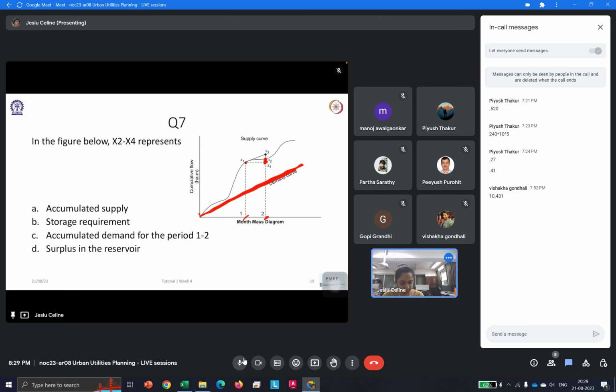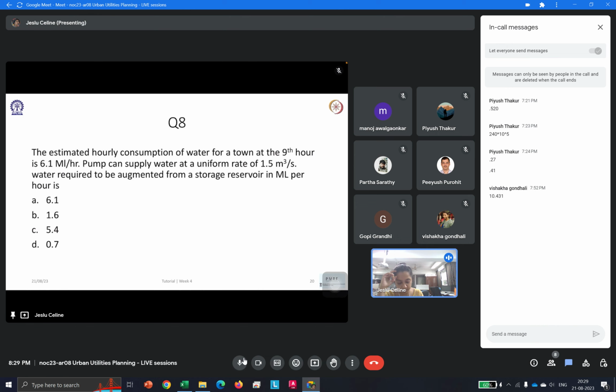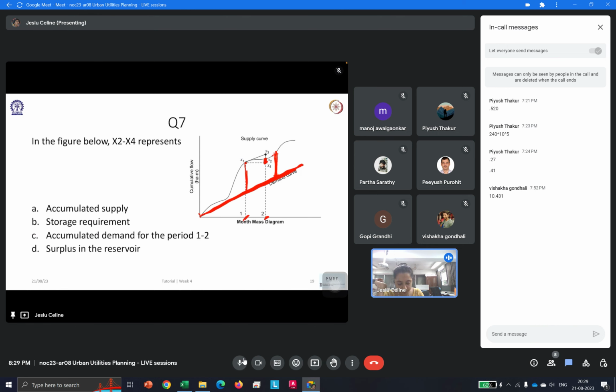So we have been asked 2 to 4. Wouldn't the surplus in the reservoir be this whole value? Because this is the demand and this is the supply, and this is cumulative. The surplus in the reservoir at point 1 would be this much. That's why we designed the reservoir also. So it's not this small value. It will be this entire value, not the small value. So it's not the surplus in the reservoir. Anybody else? Any other answer?